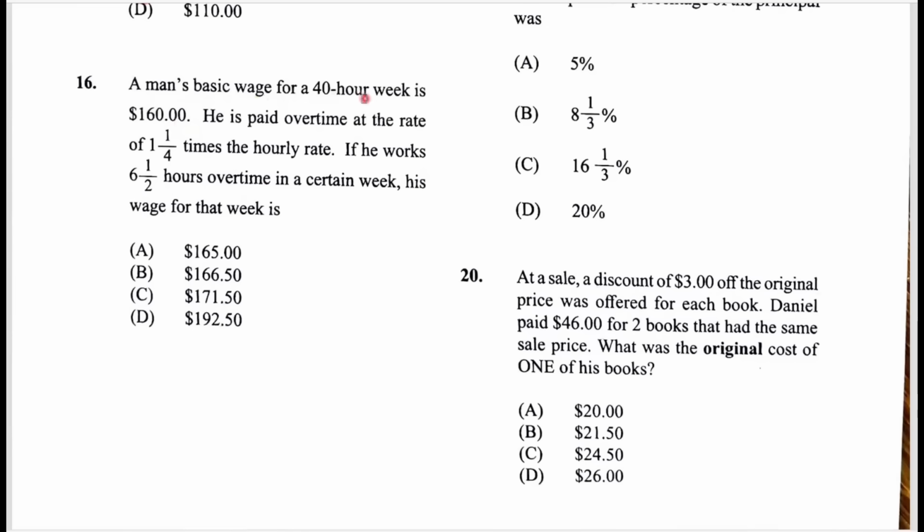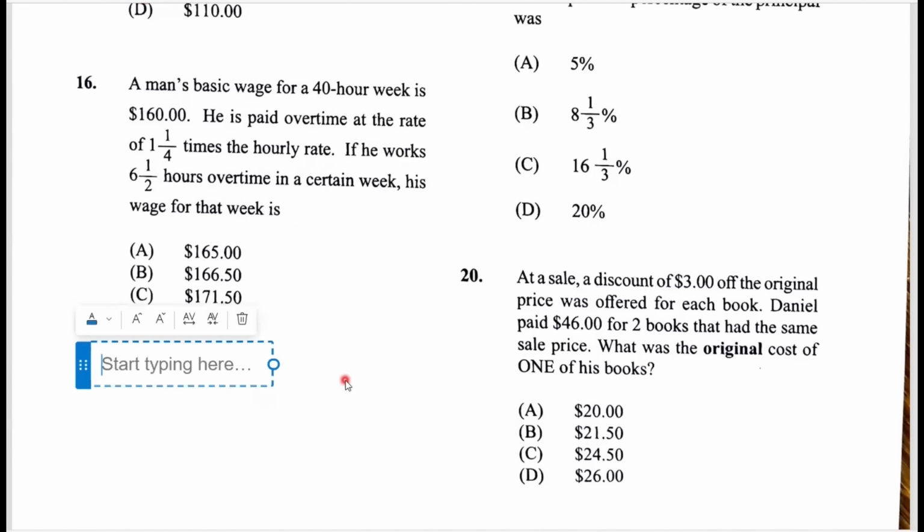A man's basic wage for a 40-hour week is $160. He is paid overtime at the rate of 1.25 times the hourly rate. If he works 6.5 hours overtime, his wage for that week is... So we're going to do a little bit of math for that one. 160 divided by 40 will give you $4 per hour. That's your basic. So overtime is 1.25 multiplied by $4 to give you $5 per hour. That's overtime.